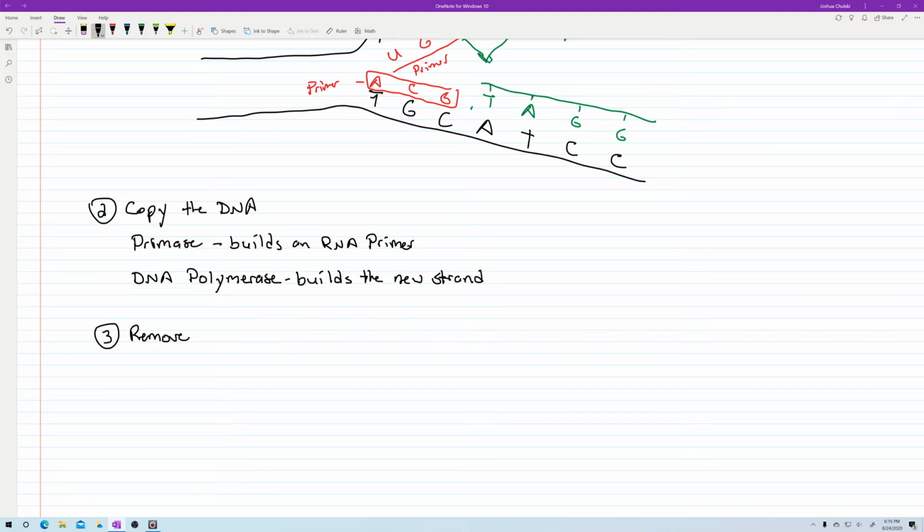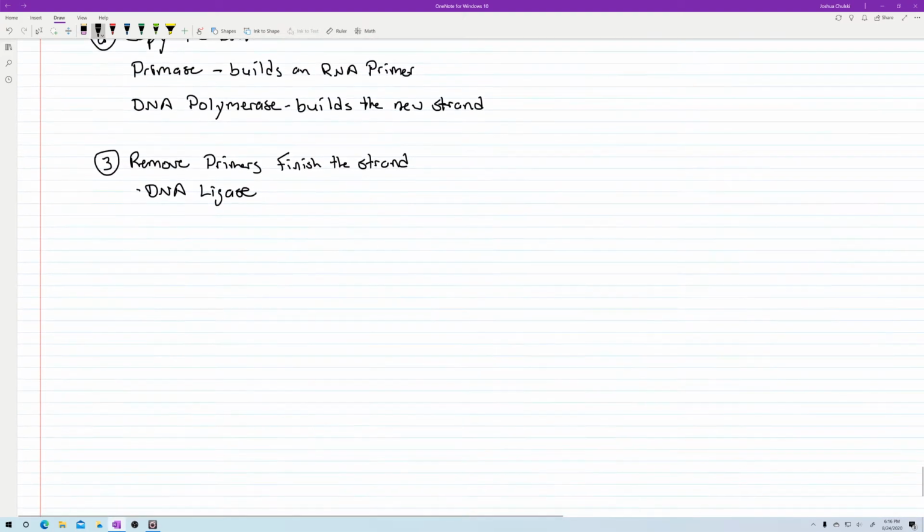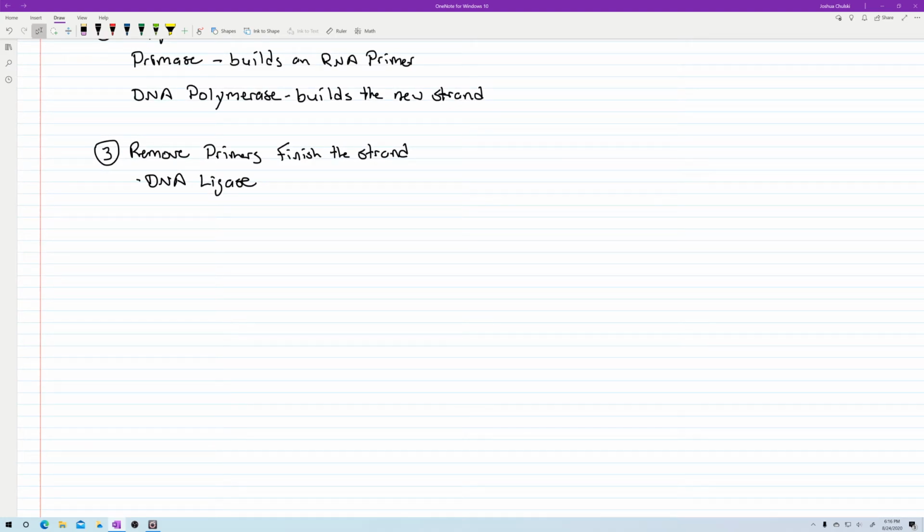Before we do this, finally, I'm going to remove the primers and finish the strand. And the enzyme that does that is DNA ligase. Okay, DNA ligase is going to remove primers and finish the strand, and it's just going to seal everything off. And so what we're going to get in doing this is we're going to get two new strands. Okay, so the end result are two new strands that are semi-conservative.